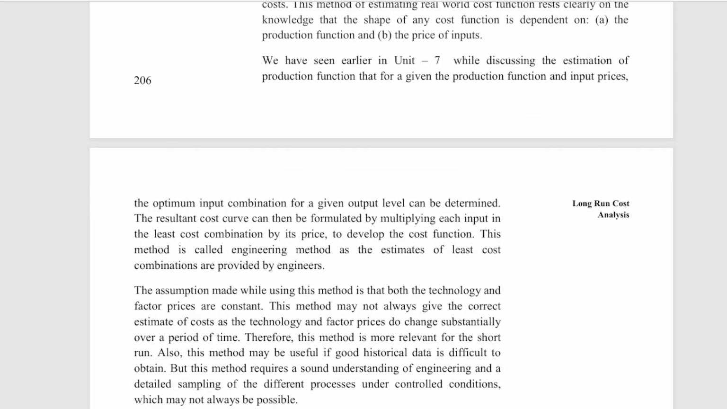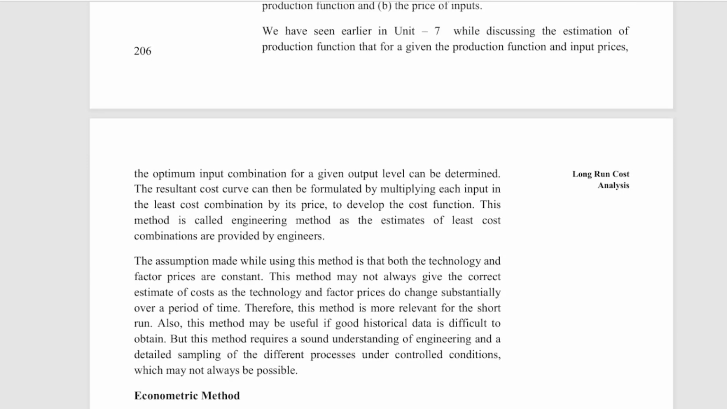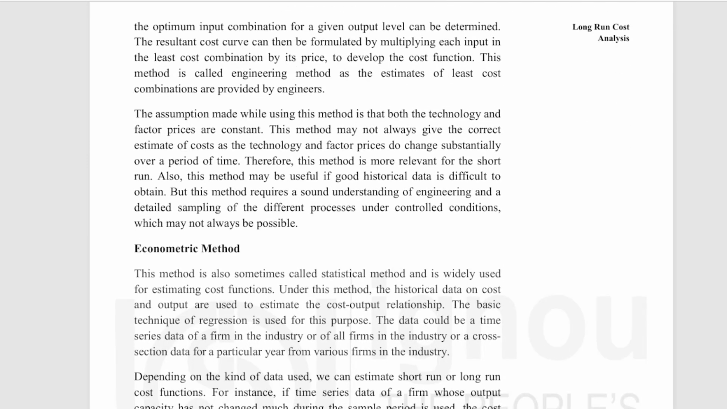In an earlier unit, we discussed the estimation of production function, that for a given production function and input prices, the optimum input combination for a given output level can be determined, and the resultant cost curve can then be formulated by multiplying each input in the least cost combination by its price to develop the cost function. This method is called engineering method, as the estimations of least cost combination are provided by engineers. Okay, so this is engineering method, and the assumption made while using this method is that both the technology and factor price are constant.